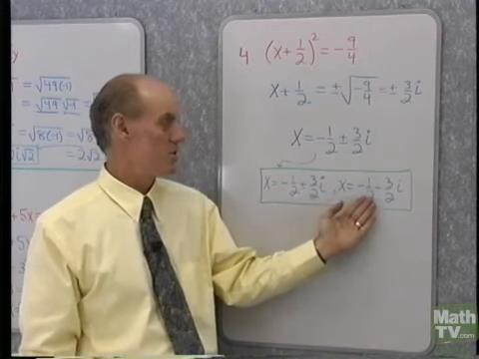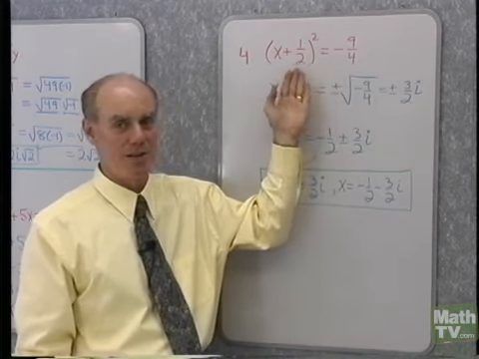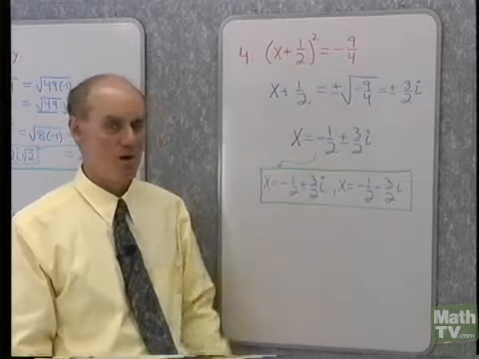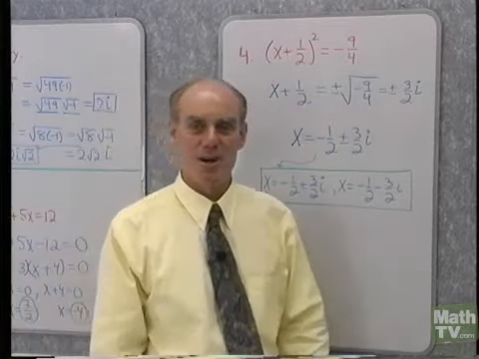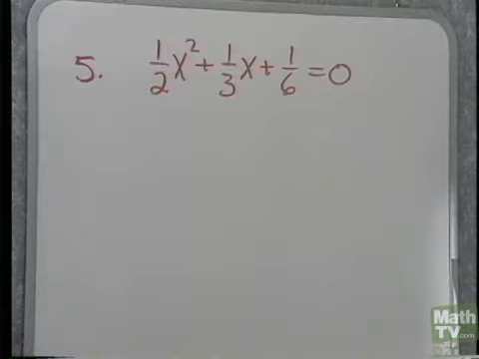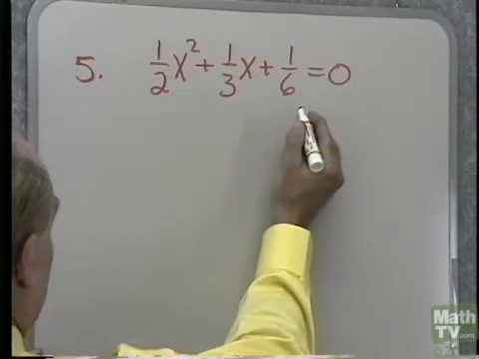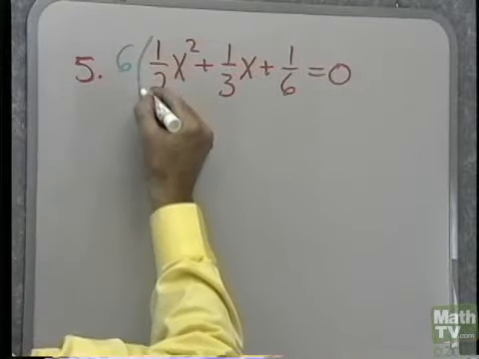Also, you notice by these solutions that this would never be factorable even if I did multiply it out, so I would have to use the quadratic formula. Let's look at another problem. 1/2 x squared plus 1/3 x plus 1/6. Well, no matter what method I use to solve this, I'm going to start by clearing this equation of fractions.